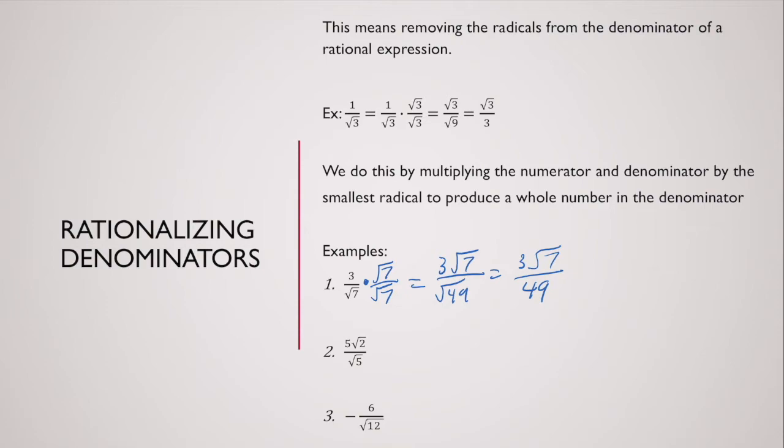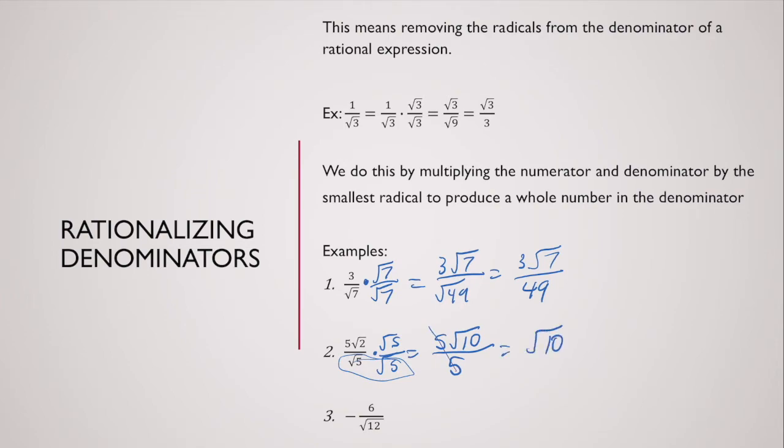For problem 2, ignore the radical in the numerator. We don't care about that. We're focused on the denominator, which is the square root of 5. So I'm going to multiply by the square root of 5 in the numerator and the denominator. So I get 5 square root of 10 over 5 square root of 5 times the square root of 5 is just 5. And I'm going to go ahead and simplify this. And then we could simplify my 5s. So the answer is square root of 10.